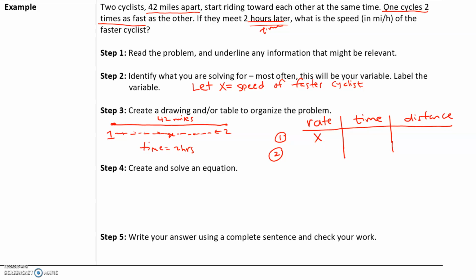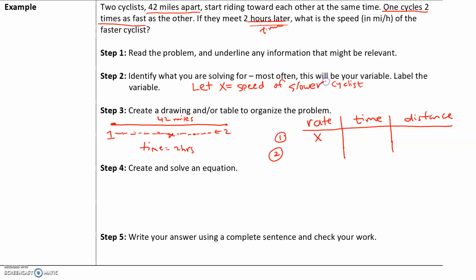The rate of the faster cyclist is going to be x. The other one cycles 2 times as slow. Okay, so let's think about this. If the faster cyclist is going at a rate of x, and this faster cyclist is going 2 times as fast as the other, then the slower one must be going half as fast. Or if you want to make it simpler, we can let x equal the speed of the slower cyclist.